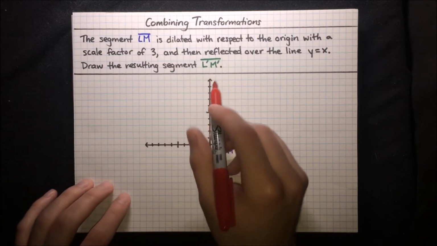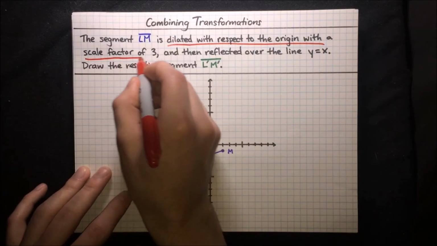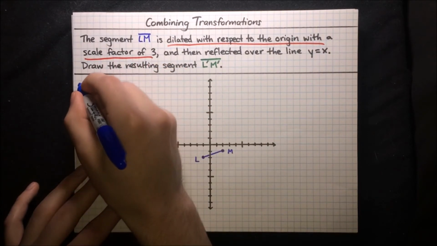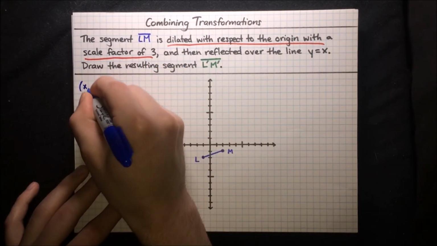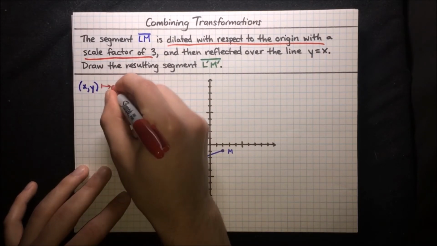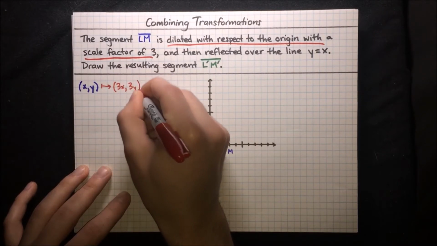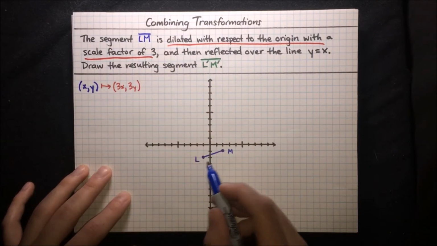So first of all, let's think about dilated with respect to the origin with a scale factor of 3. We know that transformation involves starting with a point x, y, and then multiplying the x and y coordinates by 3. So x, y goes to 3x, 3y. So let's go ahead and apply that to each of these points.